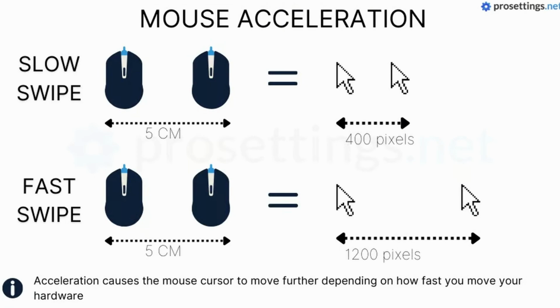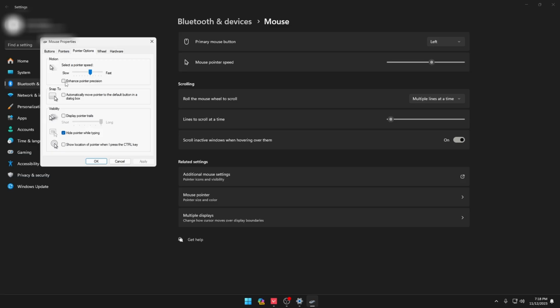The reason you want to have this unchecked is basically if you do have it checked, it can make your mouse input feel a little inconsistent. Basically, the faster you move the mouse, the more distance your cursor travels, and the slower you move the mouse, the less distance your cursor travels. So a lot of people have a hard time getting used to this. It's easiest just to uncheck it so you have a smooth and consistent mouse input feeling. All right, we can close out of this now.